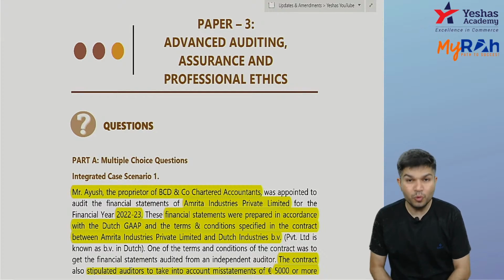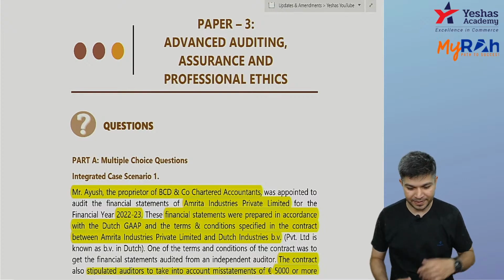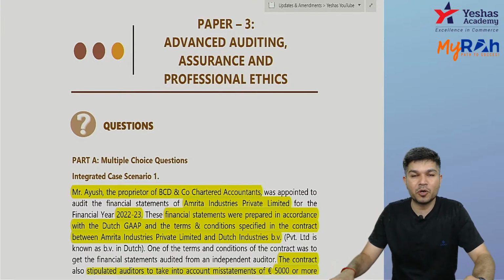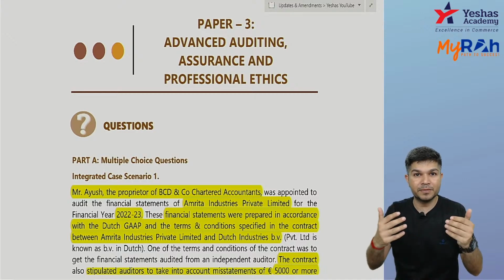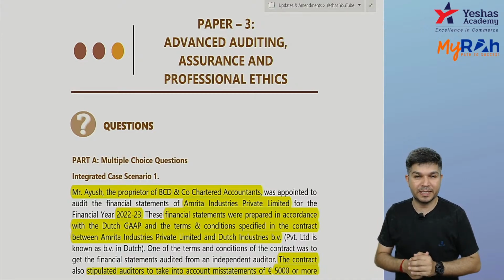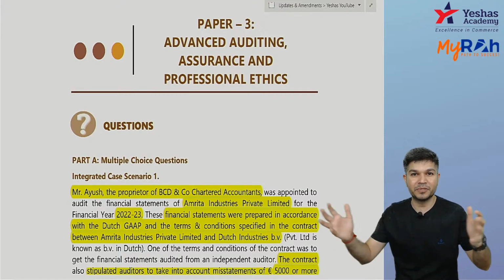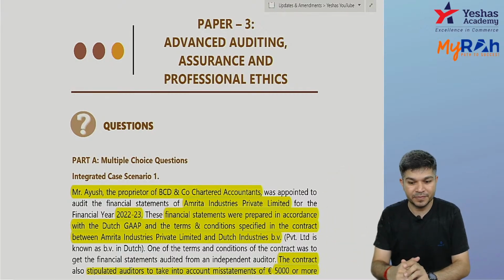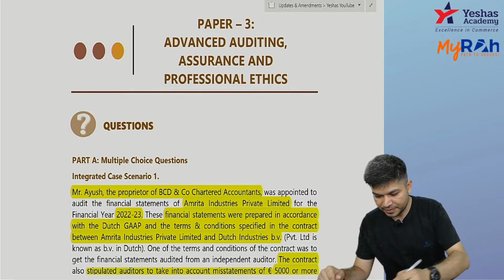Okay, thank you. Let's start with our RTP, Advanced Auditing, May 24 examination, CA Final. Coming first to multiple choice questions. We know there are MCQs which are asked, case-based MCQs as well as normal MCQs, both are there. And then we have full-fledged subjective questions, where full-fledged answers need to be written. Coming first to your Part A, multiple choice questions.